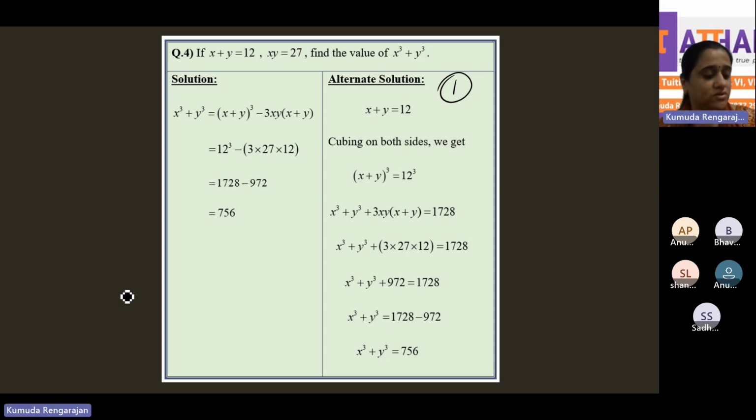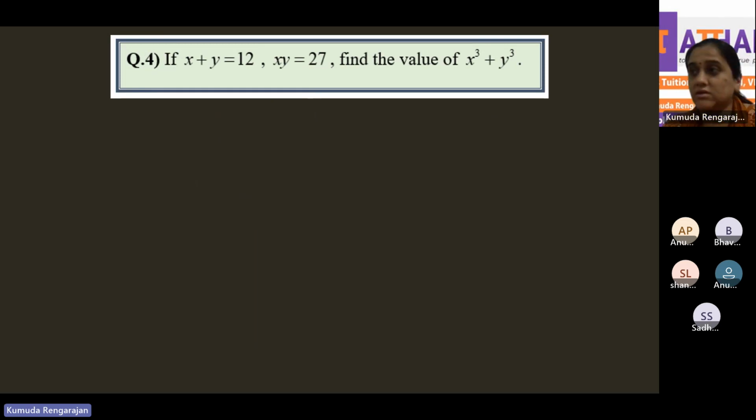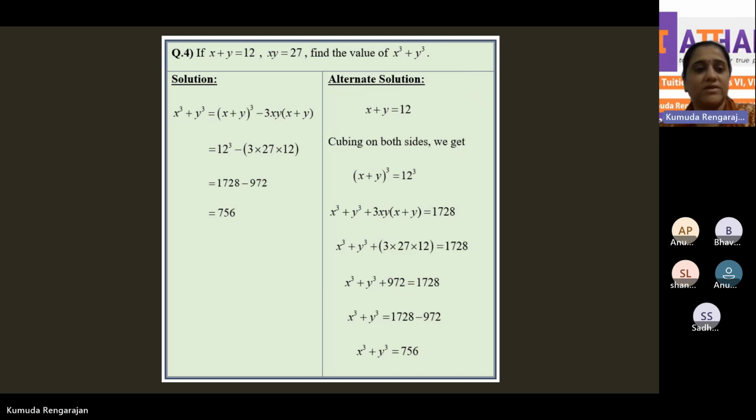Is the first method easy, children? Write down the equation, cube it on both the sides, and substitute the values. When you multiply this, you get 972. Take it to the other side. So x cube plus y cube is equal to 756. The second method is using the identity itself. Is the first method okay, children? All of you? Now the second method.